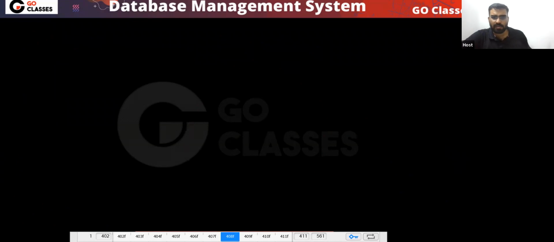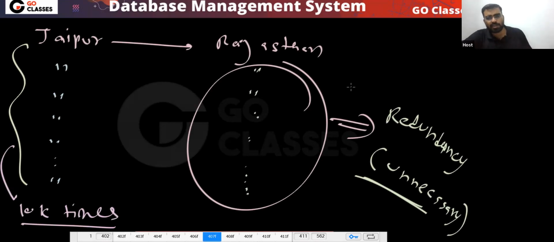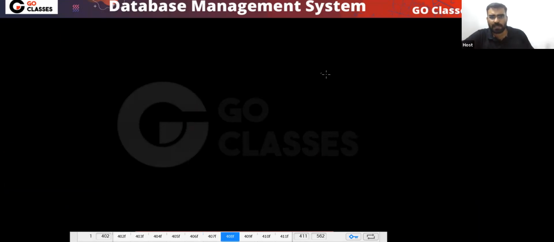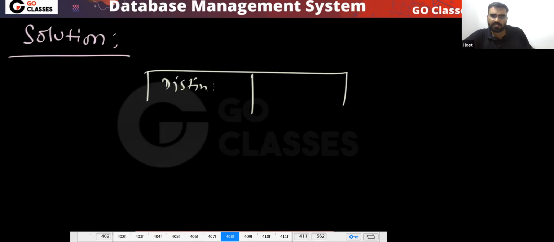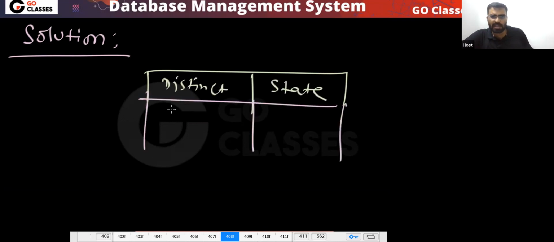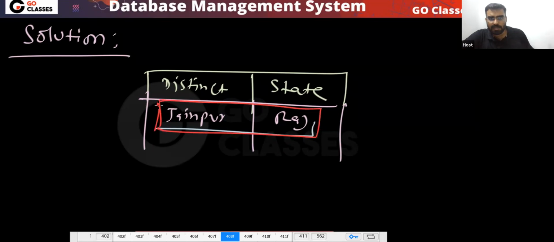What is the better solution? The better solution is just to create a different table. A solution is very simple. Just create a different table where you have district and where you have state. Now there will be no such redundancy. Now it will come only once. This data will be stored only one time.